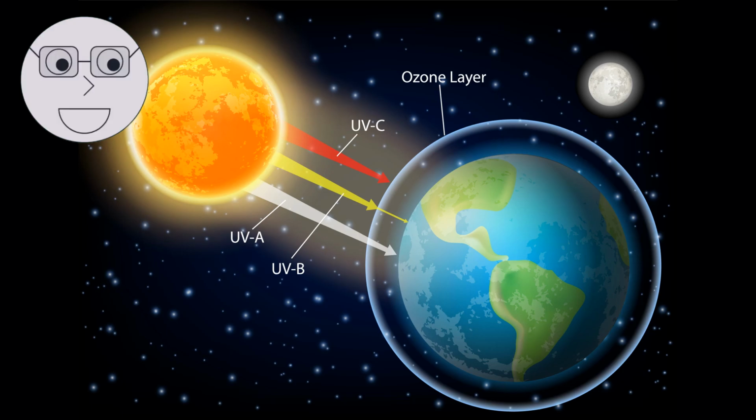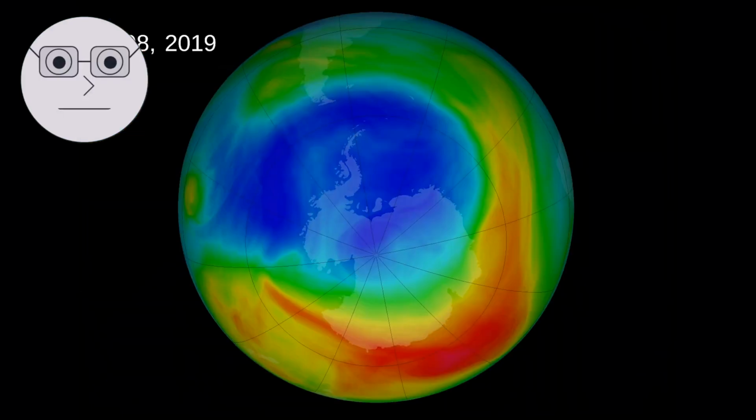The ozone layer is a vital component of our atmosphere, protecting us from the harmful effects of the sun's ultraviolet radiation. In this video, we will explore the chemistry behind the ozone layer, how it is formed, and why it is important. The ozone layer is a thin layer of gas that surrounds the Earth, located in the stratosphere, approximately 10 to 50 kilometers above the Earth's surface.